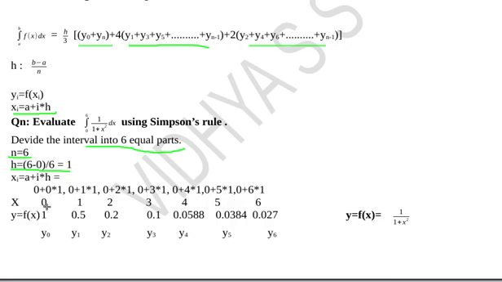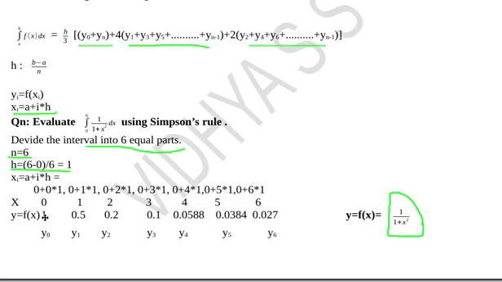And we need to put each value of x in the given function f of x, that is 1 by 1 plus x square. So f of x0, that is f of 0. f of 0 means 1 by, instead of x we need to put the value 0. 1 by 1 plus 0 square, that is 1. So y0 will be equal to 1.